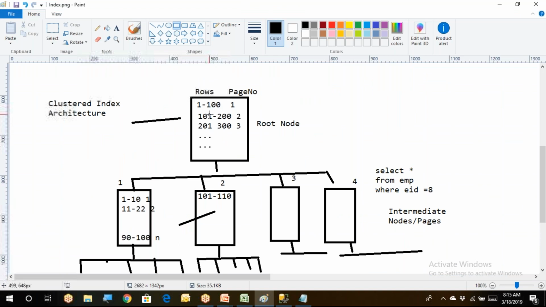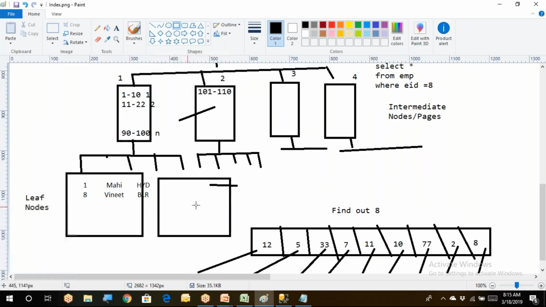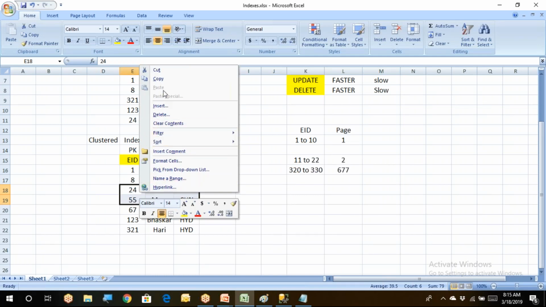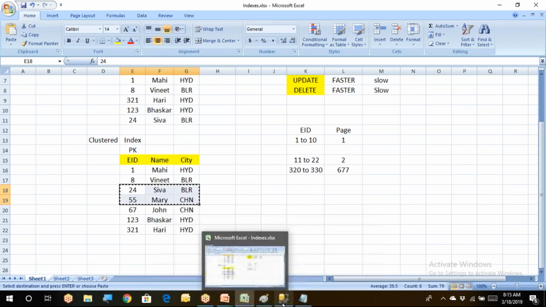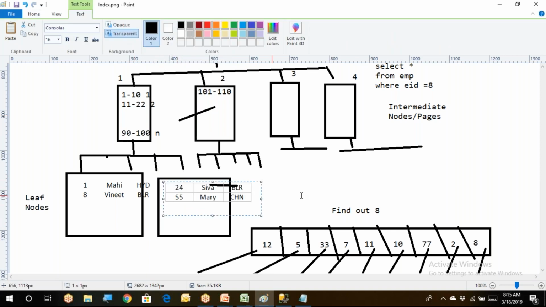Now always, not you, SQL Server is going to go to the root node and find the appropriate page numbers. From there it will be jumping into this page. Tomorrow you may have these rows copied into the second page, something like this. Let me put the second page data here as well. So this is page number 1, this may be page number 2. Like that you will have a lot of pages.